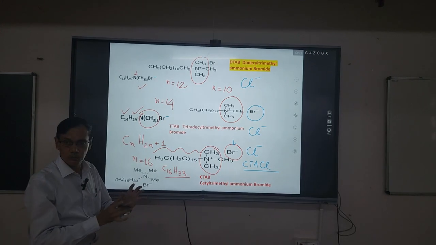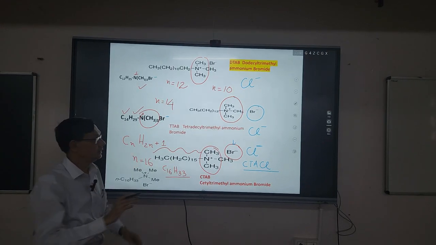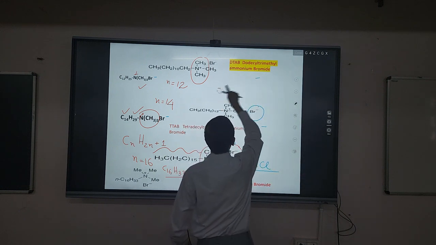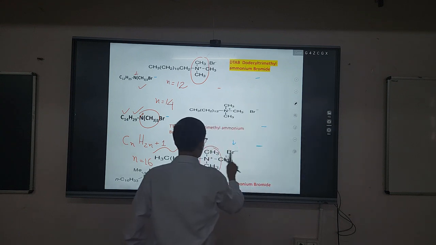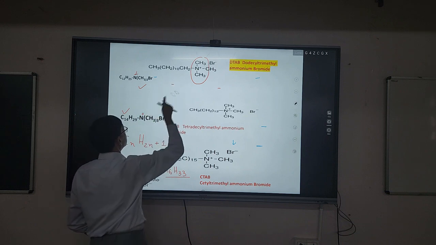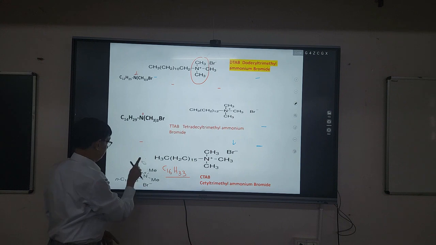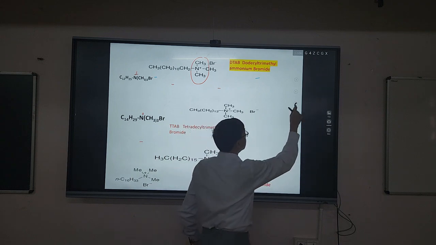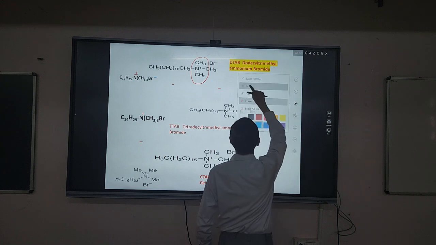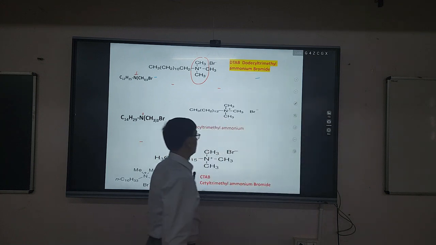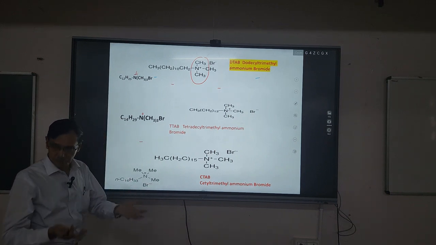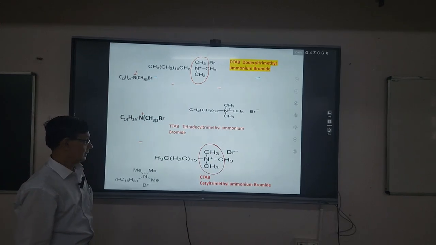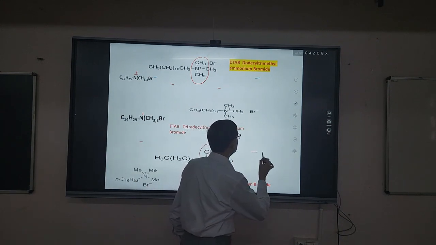Now you can change the head group also. I am just talking about the cationic surfactant. Suppose you want to change the head group, okay. Now in place of quaternary ammonium, I can use a pyridinium group.